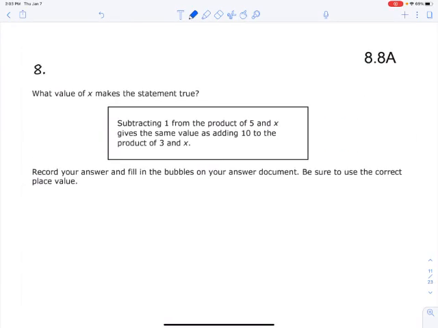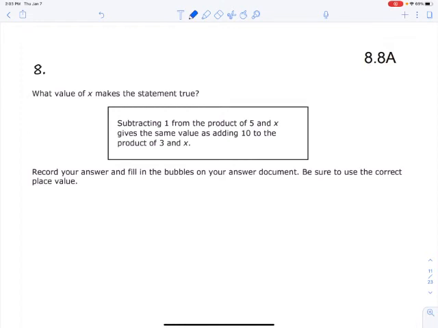Okay. Now, number 8 says, what value of X makes this statement true? It says subtract 1 from the product of 5 and X gives the same value as adding 10 to the product of 3 and X. It says record your answer in the answer document.